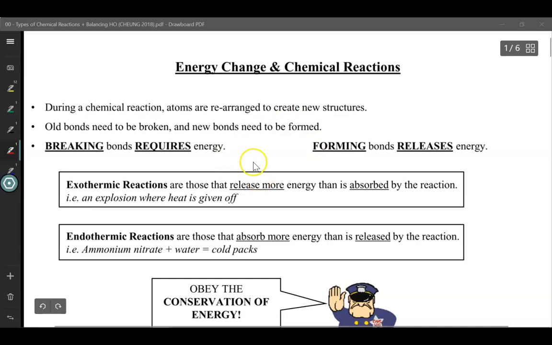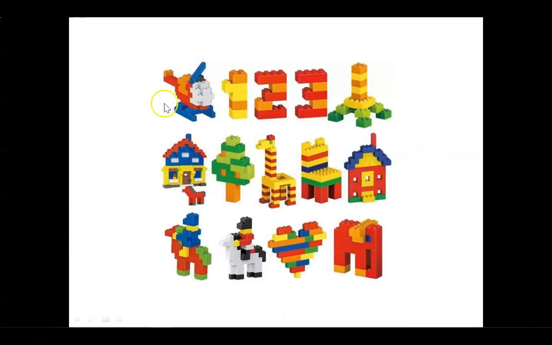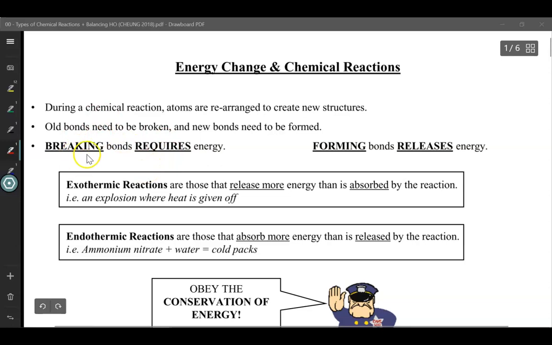Now, every chemical reaction requires you to break the old bonds before you can form new ones. You have to disassemble the old Lego structure before you can build a new Lego structure. Depending on how much energy was absorbed while breaking the old bonds and how much energy was released while forming the new bonds will determine whether the reaction is overall exothermic, releasing more energy than absorbed, or endothermic, absorbing more energy than released.